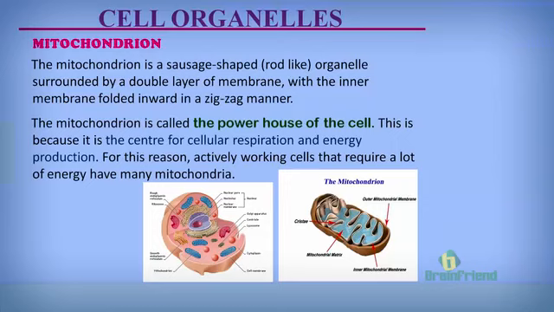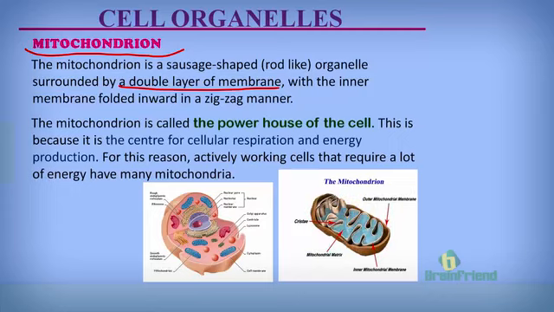The first is the mitochondrion. Can you pronounce this word? Mitochondrion. Mitochondrion is a sausage-shaped organelle. Remember sausage? Doesn't it look like a sausage? It does, right? It's a sausage-shaped organelle that is found within living cells. The mitochondrion is surrounded by a double layer of membrane. This means we have a membrane on the outside and another membrane on the inside. So it is the double layer, outside and inside.